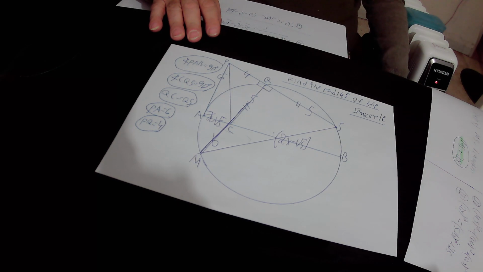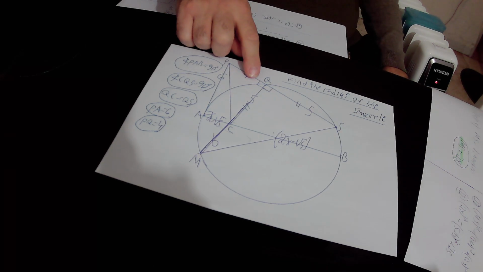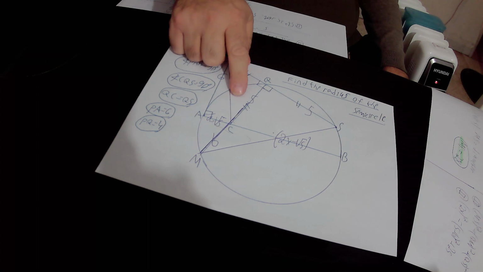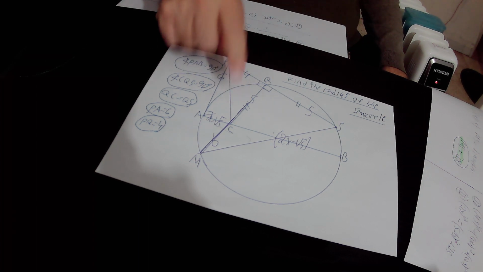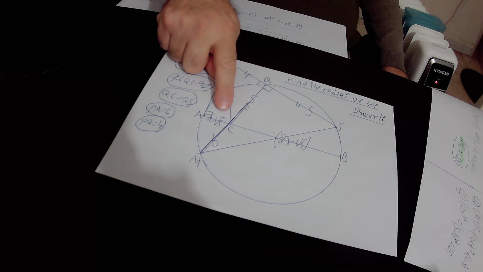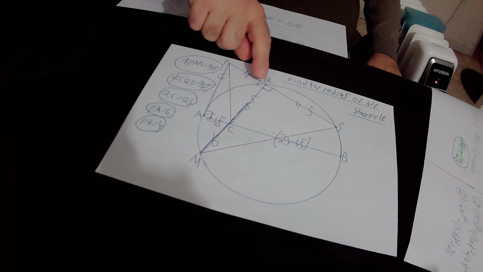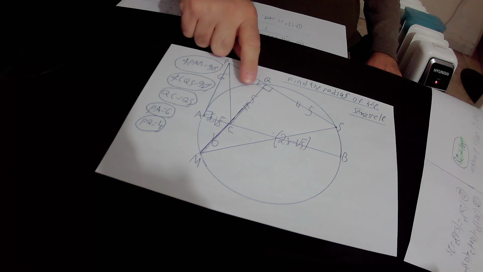Then, actually, what we did here is we extended the leg QC of angle SQC. Okay, repeat again: we extended the leg of QC by a straight line. Actually, angle SQC equals 90 degrees. We extended the leg QC by a straight line.